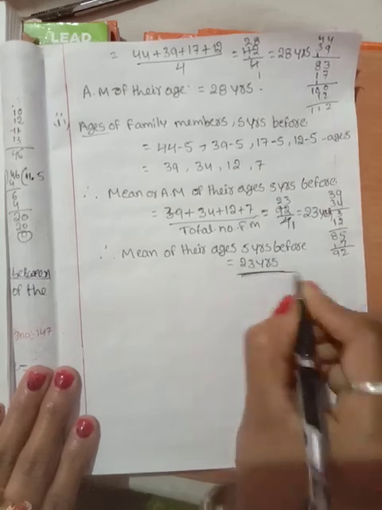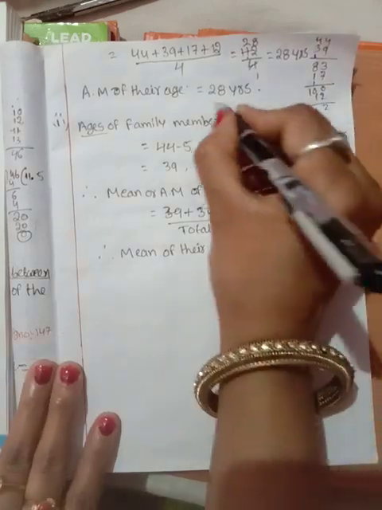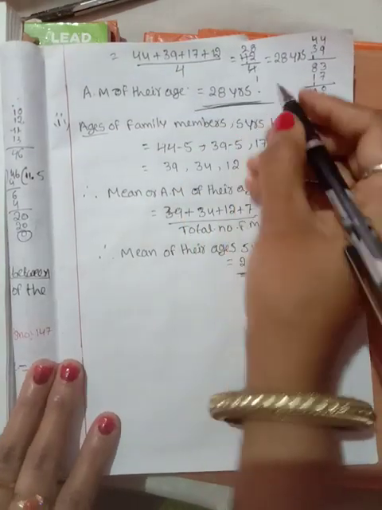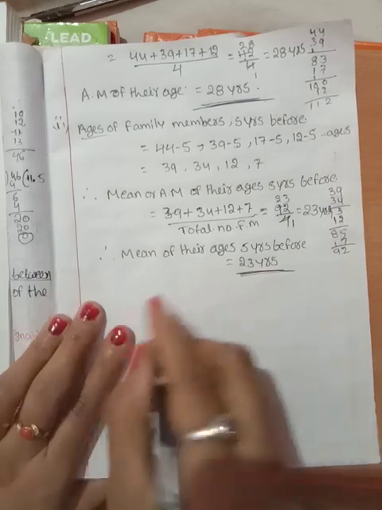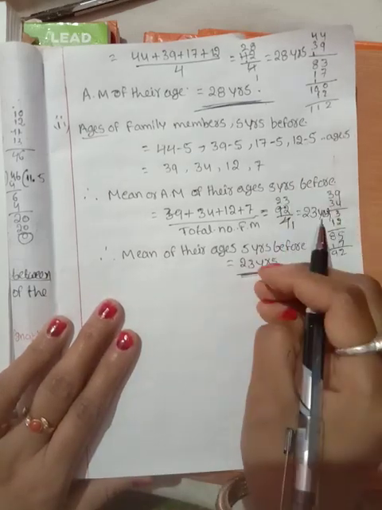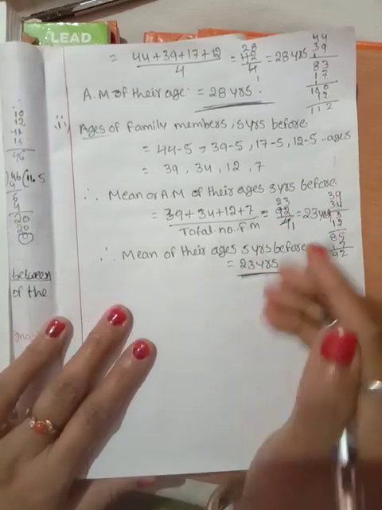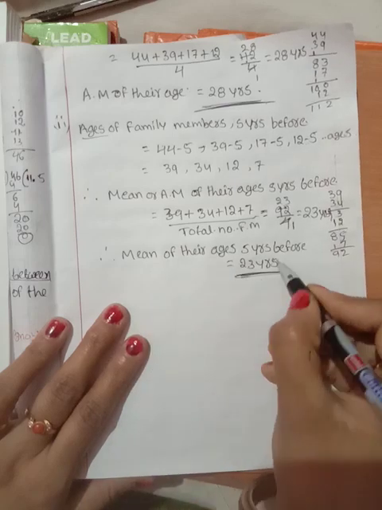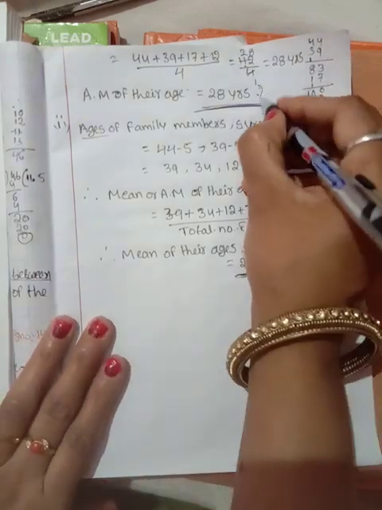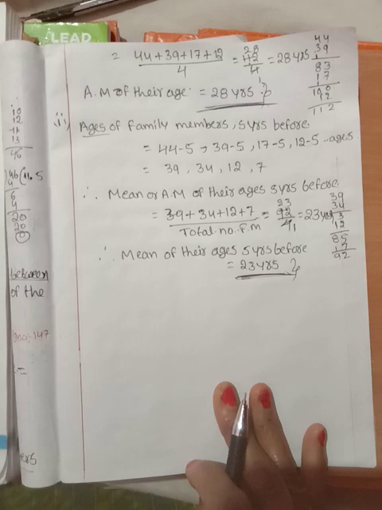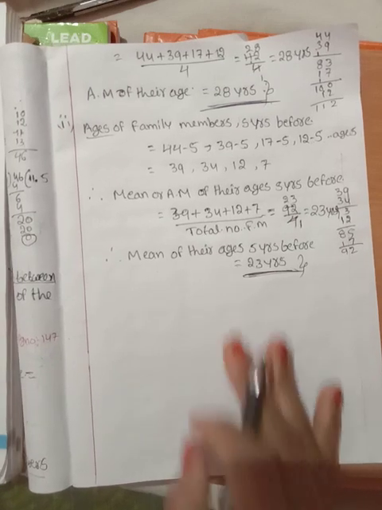Okay, you can understand. You can observe both of their arithmetic means. Their ages after and before 5 years, you can observe both of the ages neatly.